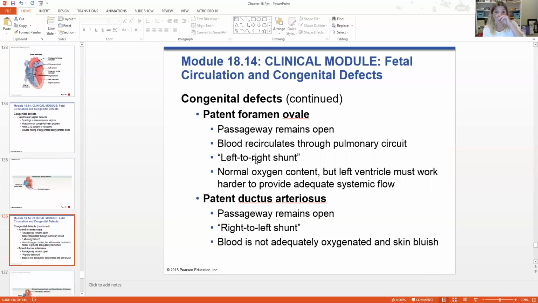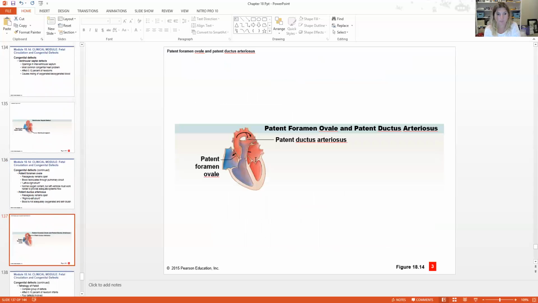So there's a patent foramen ovale, which is when that foramen ovale remains open. This is going to cause a left to right shunt, causing the blood to recirculate through the pulmonary circuit, normal oxygen content, but the left ventricle has to work harder to get that blood up and out and have increased pressure. There's also patent ductus arteriosus, where that passageway remains open, and this creates the right to left shunt, so blood is not adequately oxygenated, so the skin could be bluish, and the person could suffer from obvious issues related to low oxygen content.